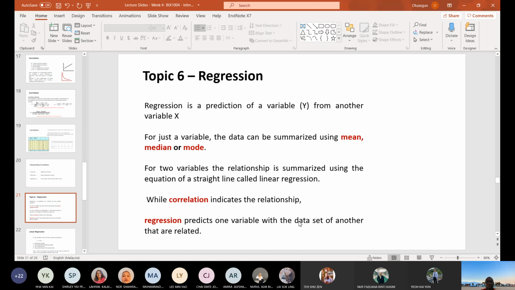However, when we say one variable X is determining another variable Y, since they are just two, it is expected that the regression line will be a linear one. So we'll be having a linear regression. The difference is that correlation indicates relationship or association within variables, while regression predicts one variable from the data set of another. Are we okay?